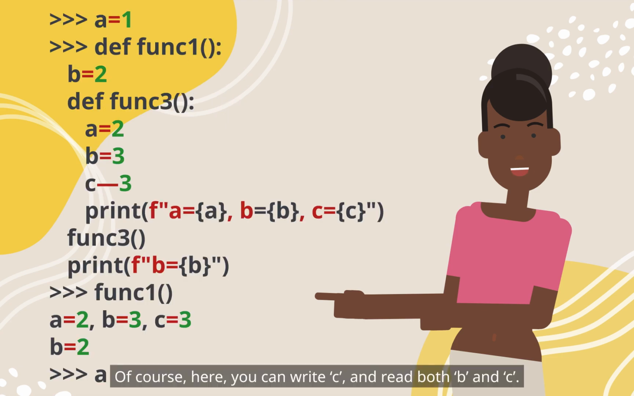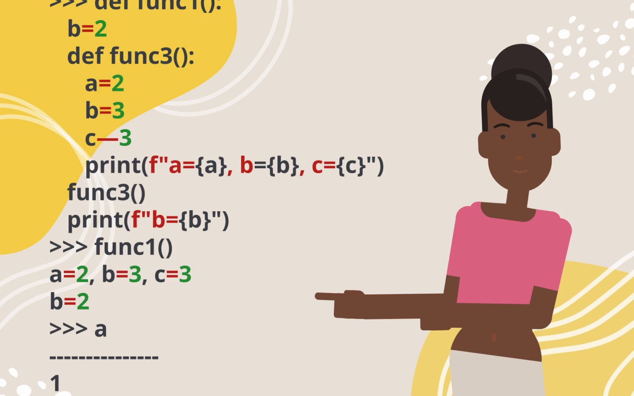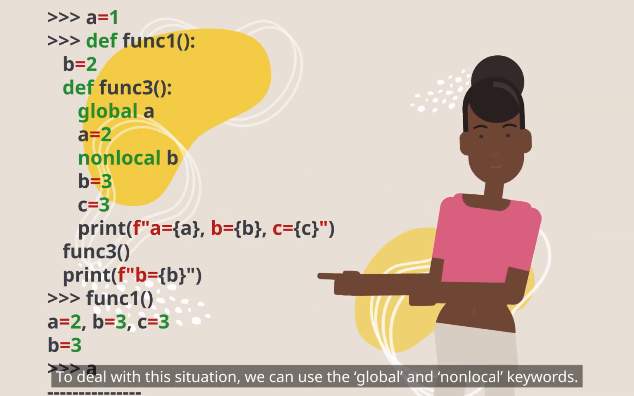Of course, here, you can write c and read both b and c. But you can't access a, that would create a new local variable a. See this example. To deal with this situation, we can use the global and nonlocal keywords.